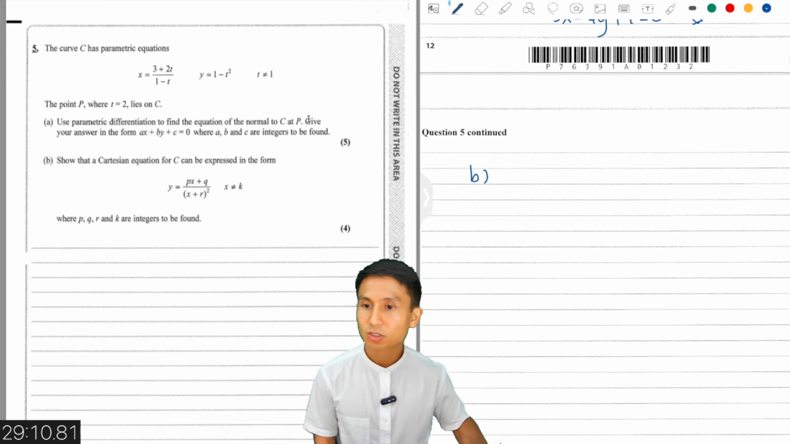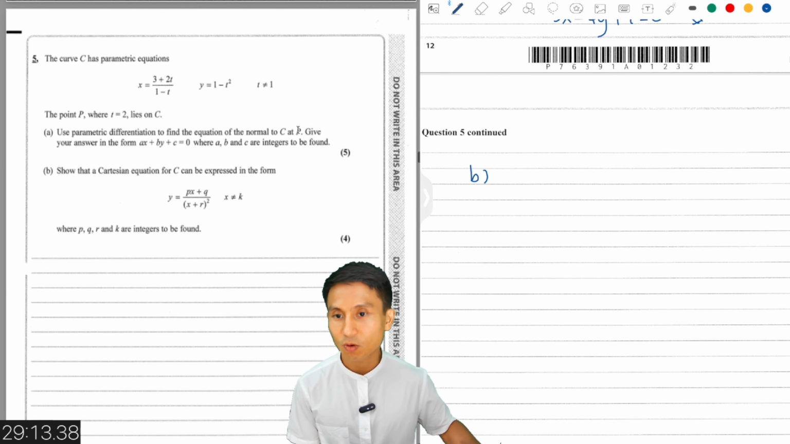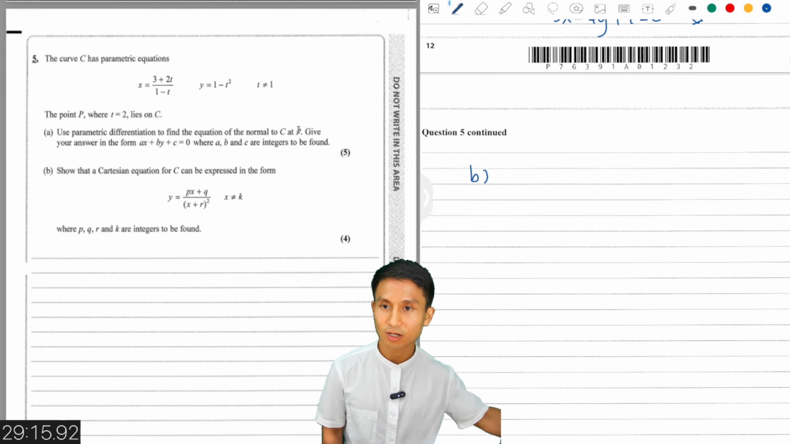Part B, show that the Cartesian equation for C can be expressed in that form. Okay, let me sip coffee.